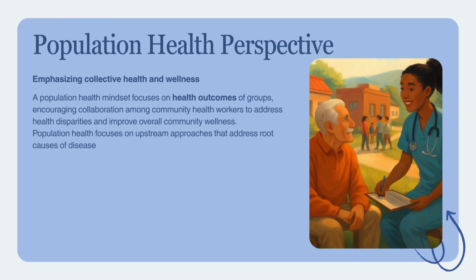Population health focuses on improving outcomes for groups of people, not just individuals. We look at patterns, risk factors, and disparities. We collaborate with the community to promote wellness and reduce harm. And we think upstream, addressing root causes, not just reacting to symptoms.